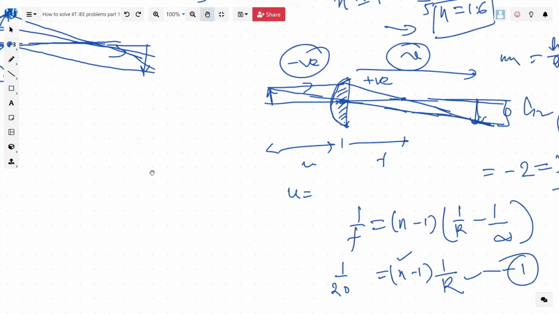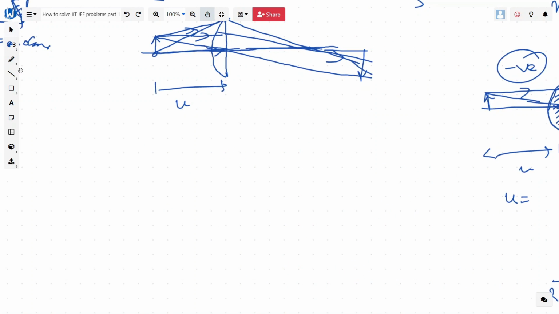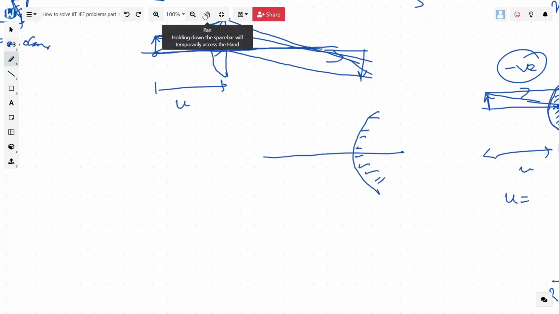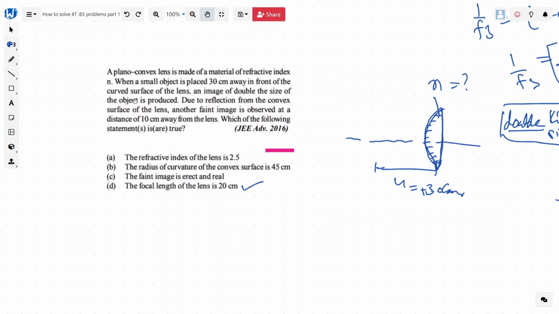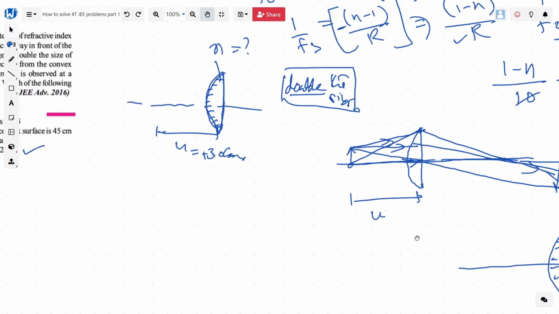Now this R is going to be the same for the convex part, right? So possibly you're going to use that formula to find that R. So this is now a convex mirror, and it says that another image is formed at 10 centimeters from the mirror, for this same image, same object. The object has been placed away, and then you have another image 10 centimeters away.